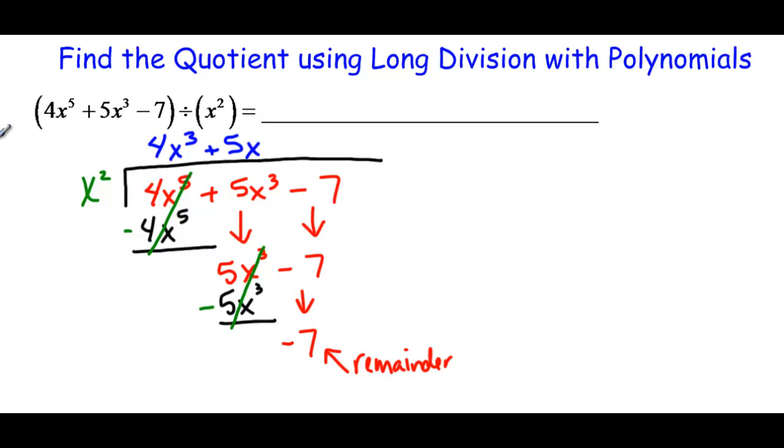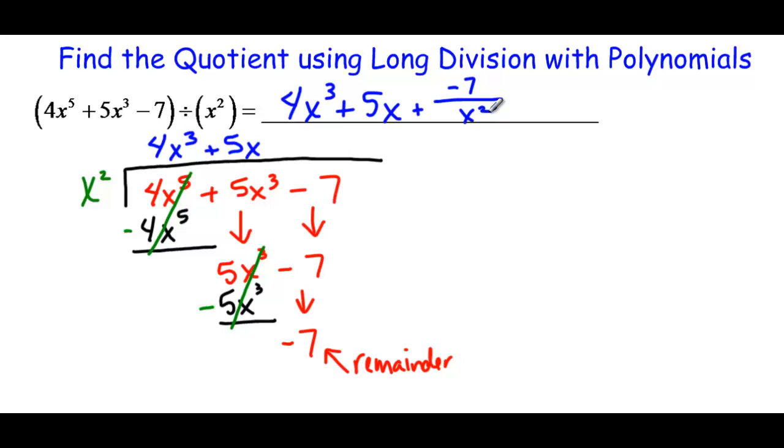What I'm going to do is write my final answer as, when I take this polynomial divided by my monomial, I get 4x cubed plus 5x plus, and I always like to put a plus sign here, and then write my remainder over what I'm dividing by, x squared. And that would be my final answer.